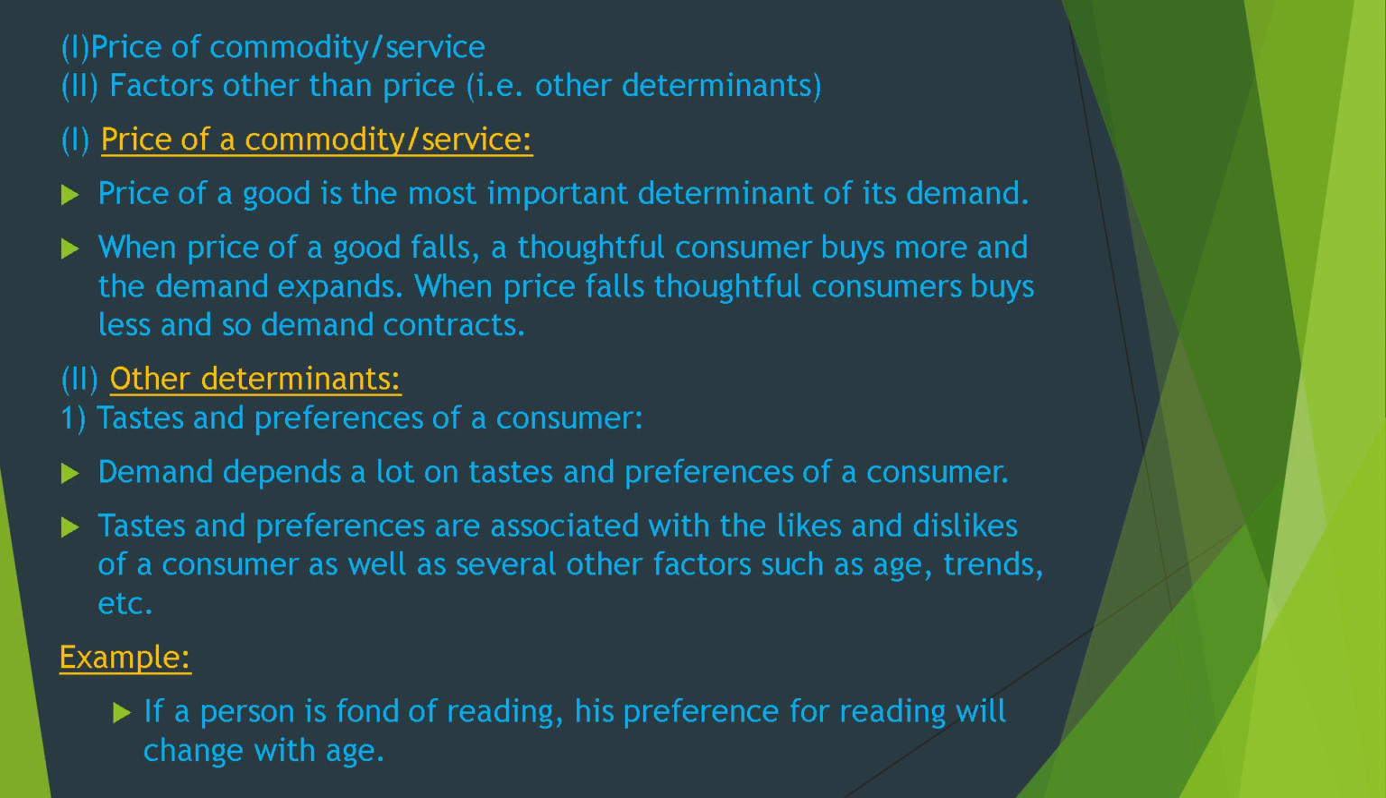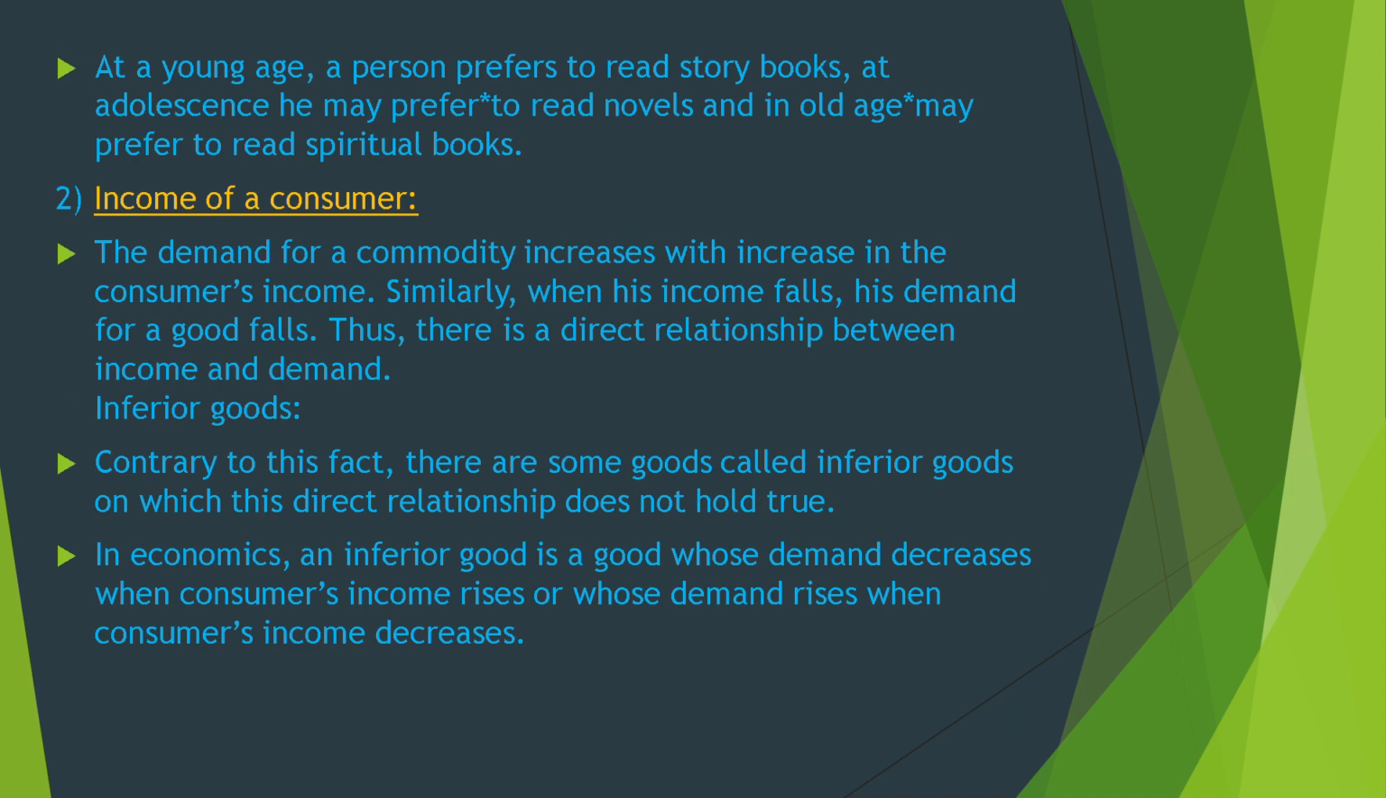Second, other determinants. First, taste and preferences of a consumer. Demand depends a lot on taste and preferences of the consumer. Taste and preferences are associated with the likes and dislikes of a consumer as well as several other factors such as age, trends, etc. Example, if a person is fond of reading, his preference for reading will change with age. At a young age, a person prefers to read storybooks. As an adolescent, he may prefer to read novels, and in old age may prefer to read spiritual books.